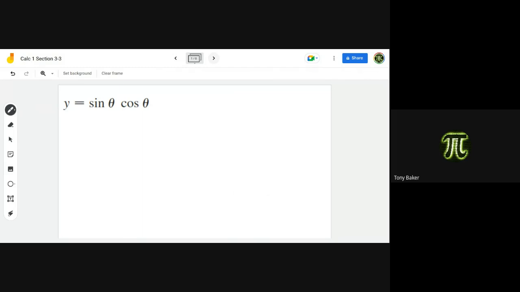All right, y equals sine of theta times cosine of theta. The theta is no different than an x, so don't freak out with the thetas. They're just a variable. You are going to see thetas quite often when you're dealing with trig functions because you're looking at angles. So if you want to write an x on your paper when you're writing it, that's fine. It doesn't change anything.